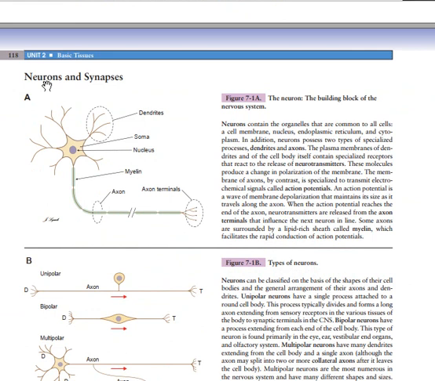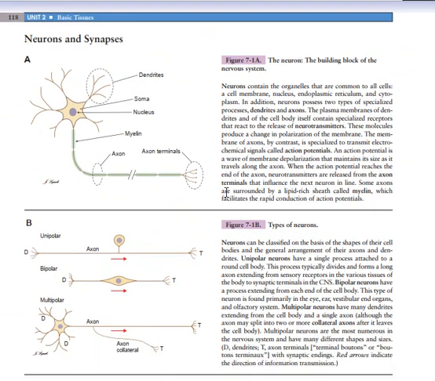So now let's start with the neuron and synapses. Now we need to visualize that this is generally the schematic representation of a neuron. This is an example of a multipolar neuron. It is made up of a cell body, and that cell body is called the soma. Then we have a nucleus here.